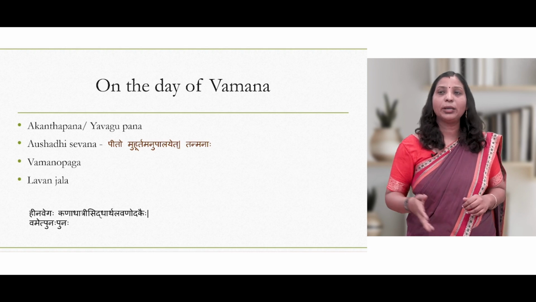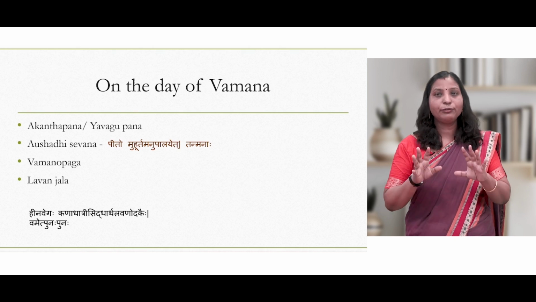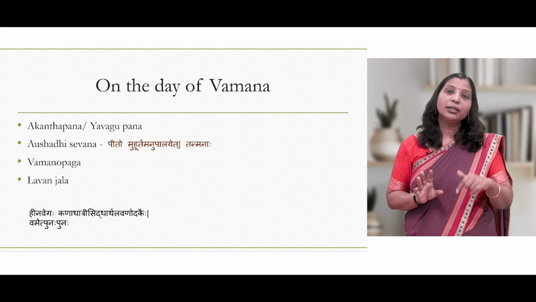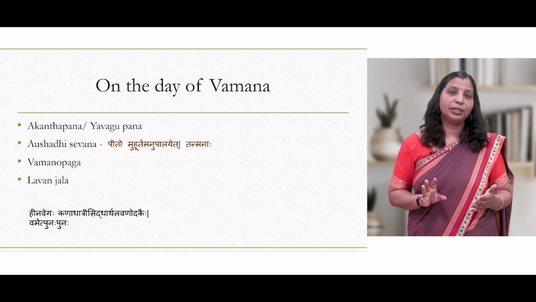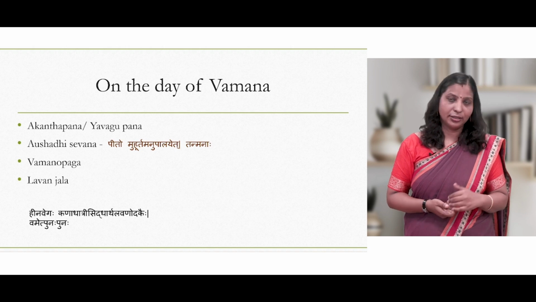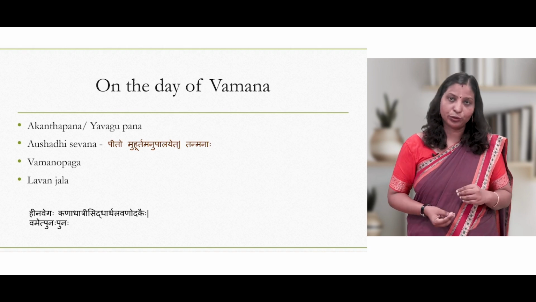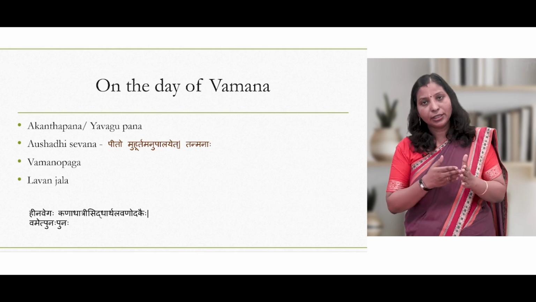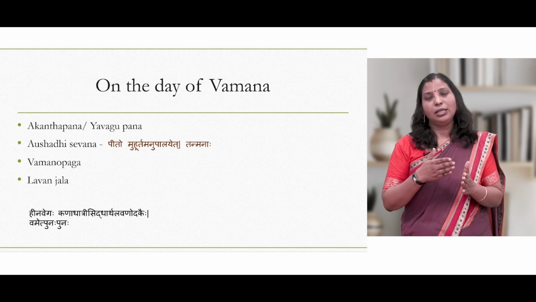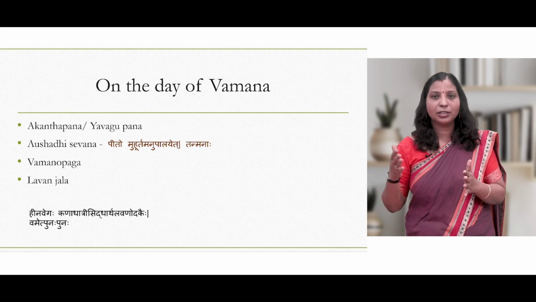Pito Muhurtam Anupalayet Tanmana. After giving the Vamana Aushadha, we should wait for one Muhurta. The patient should relax to initiate the Vamana Vega. If it starts, then only we start the Vamanopaga Dravya. And if it is not starting, again we will give some more medicine. Then we continue the procedure with Vamanopaga, almost 4 to 6 liters, which we will administer to the patient.